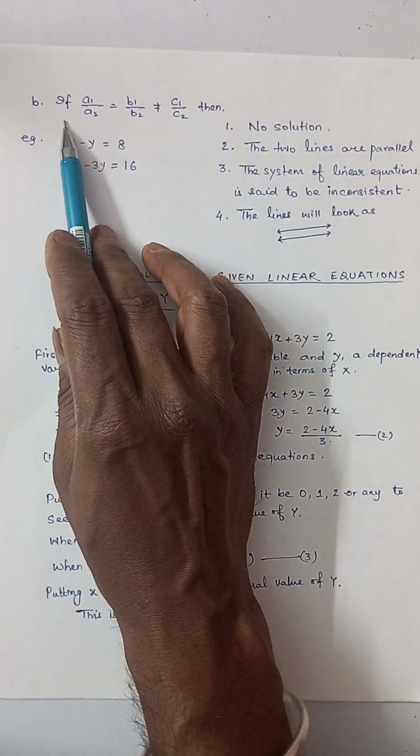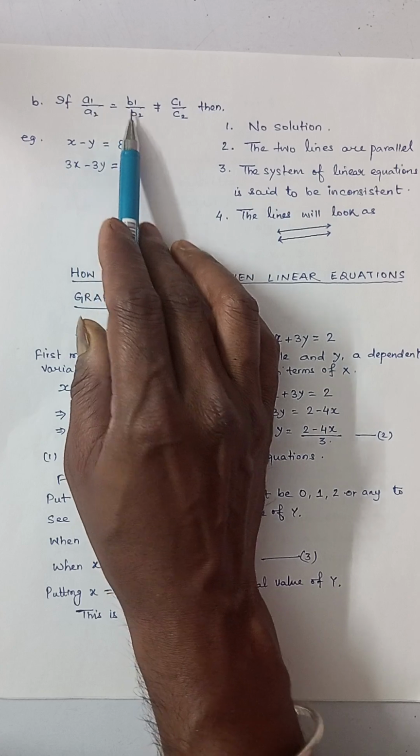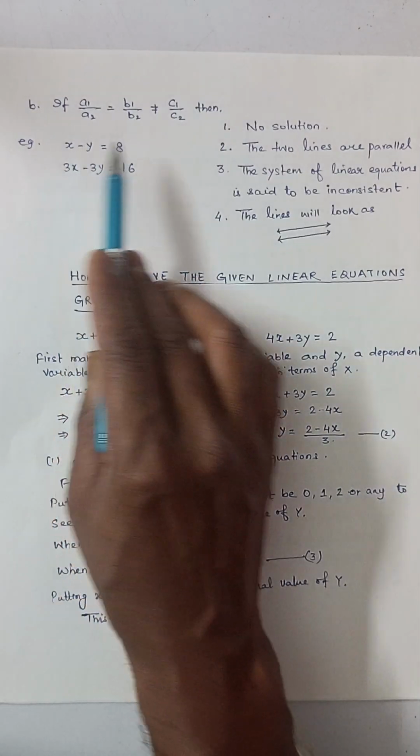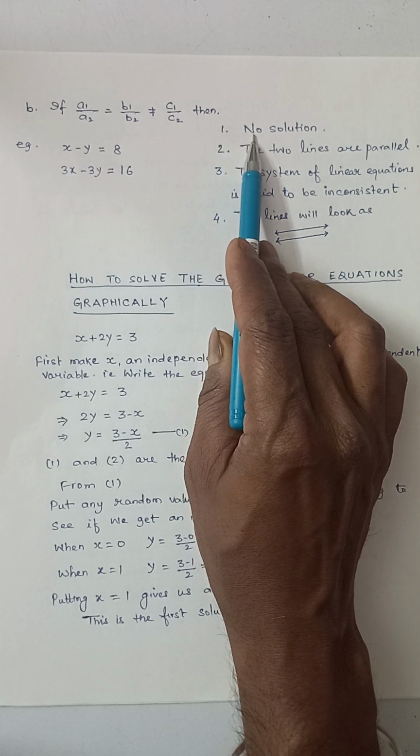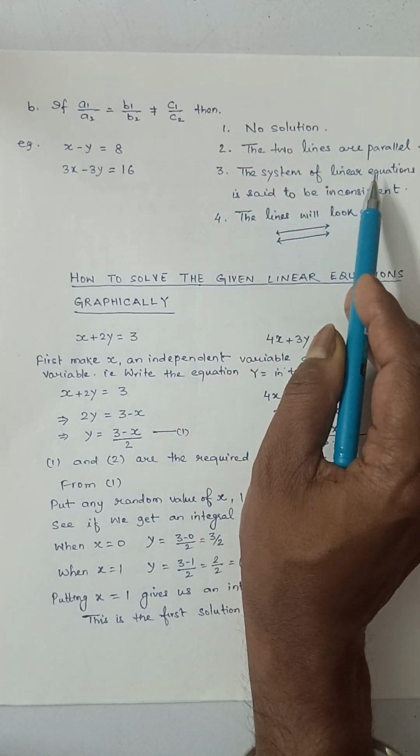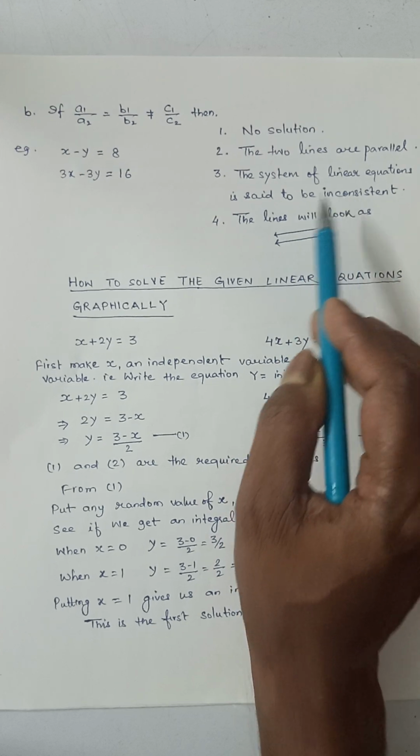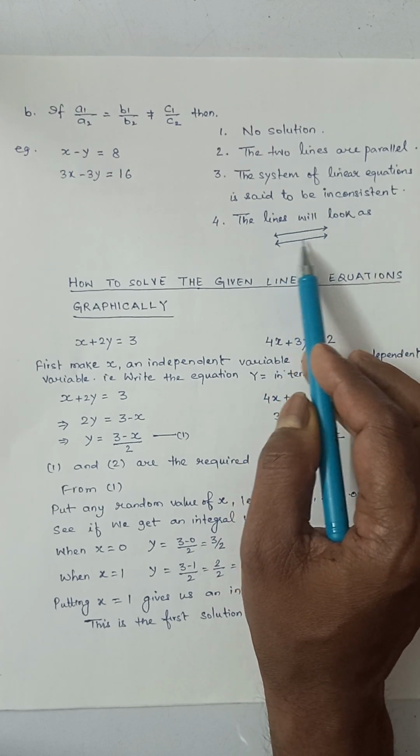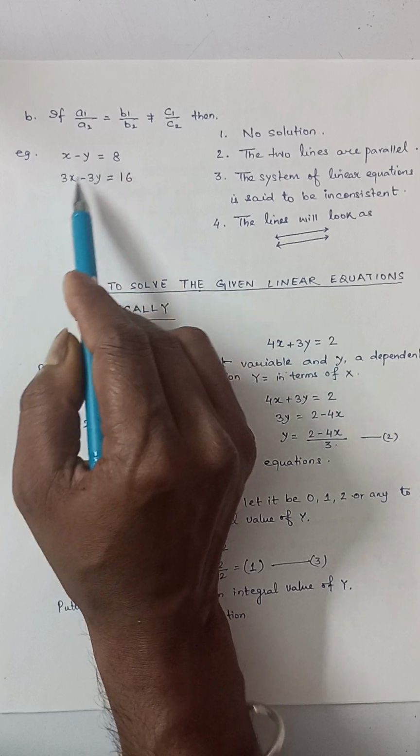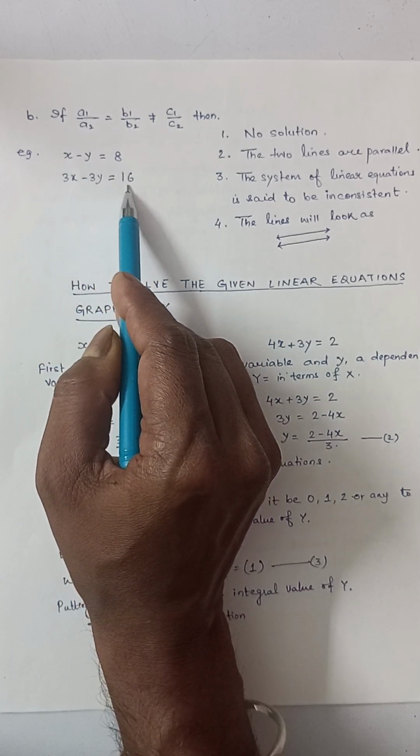The second case is if a1 upon a2 is equal to b1 upon b2 but not equal to c1 upon c2, then the given system of linear equations will have no solution. The two lines are parallel. The system of linear equations is said to be inconsistent and the lines will look like parallel lines. For example, x minus y equals 8, 3x minus 3y equals 16.